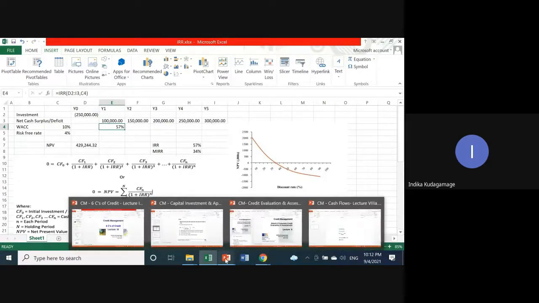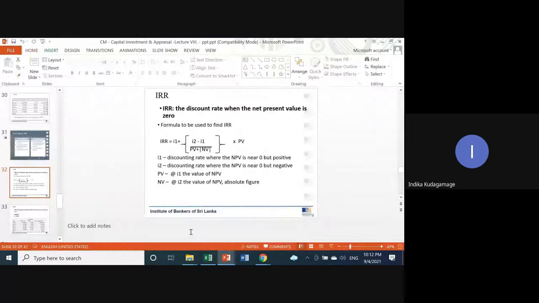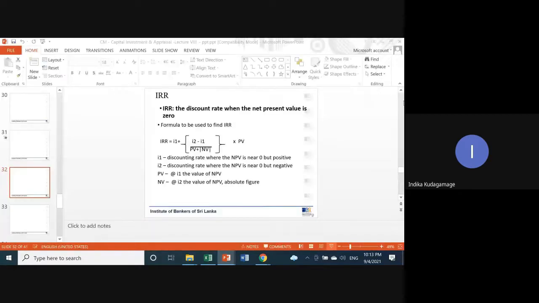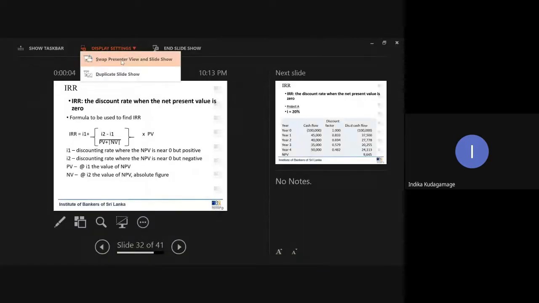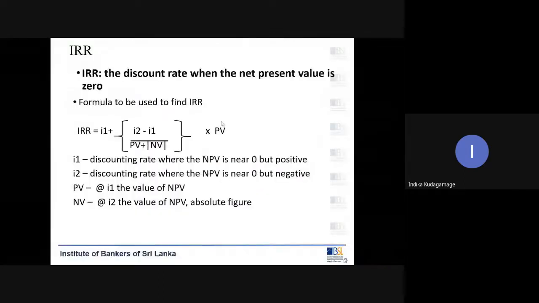So let's go to the presentation. This is how we calculate IRR manually. In order to do this manually, you need to find two NPVs and two discounting rates. This is the formula. Right? This is the formula we use. You need to find a discounting rate.